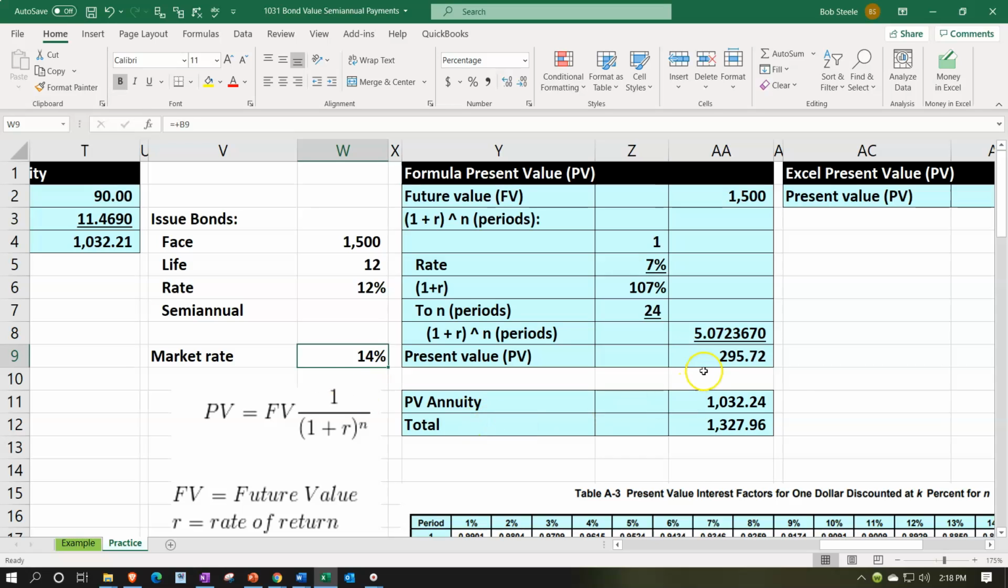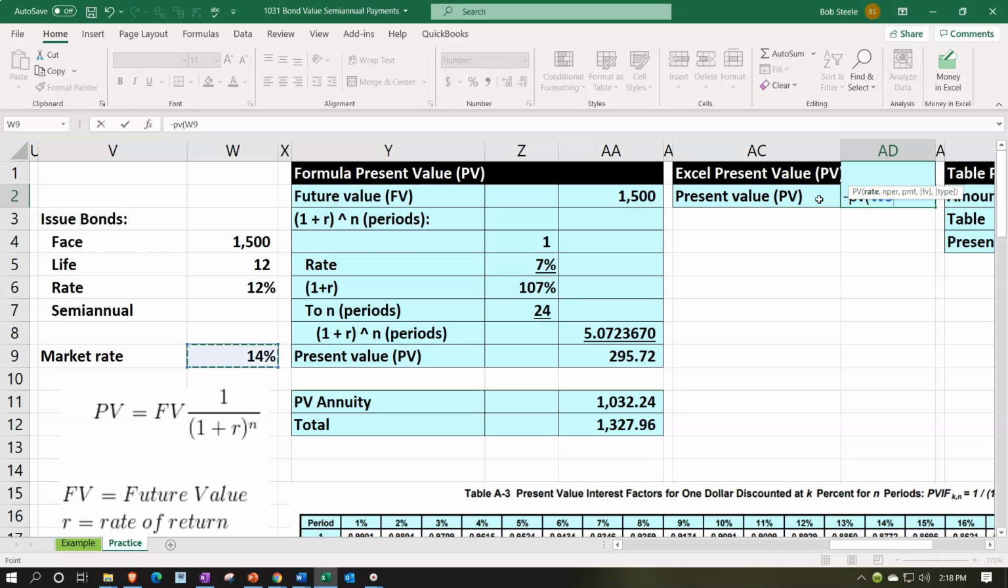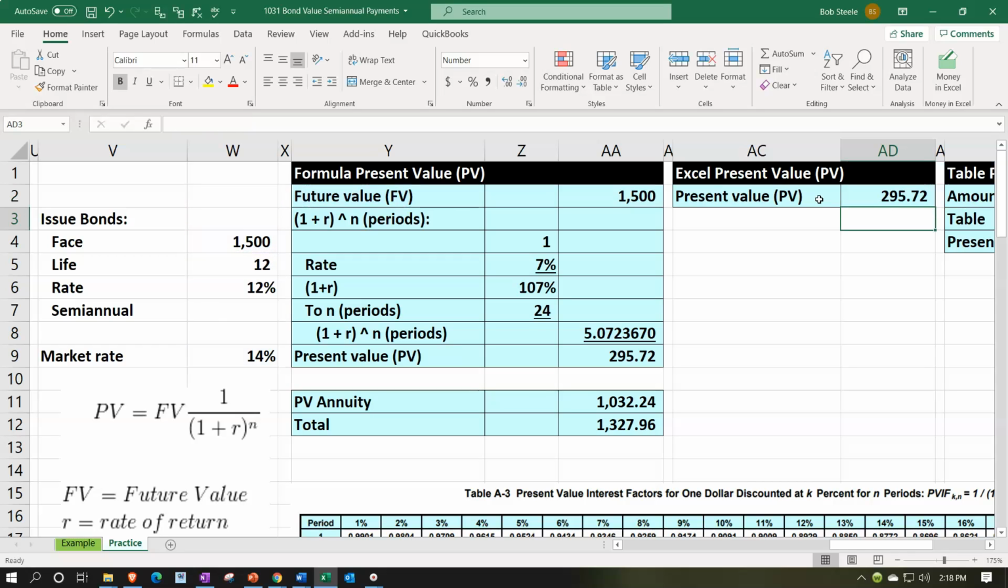So let's go ahead and calculate this one a couple different ways. Let's do it with Excel now. Let's do it the easy way, the magic way, the Excel way. This equals the present value, shift 9, rate. I'm going to pick up the market rate again, 14%, but then divide it by 2, comma, number of periods, I'm going to say is the 12 times 2, 24, comma, and then comma, future value, then being the 1,500. There we have it.